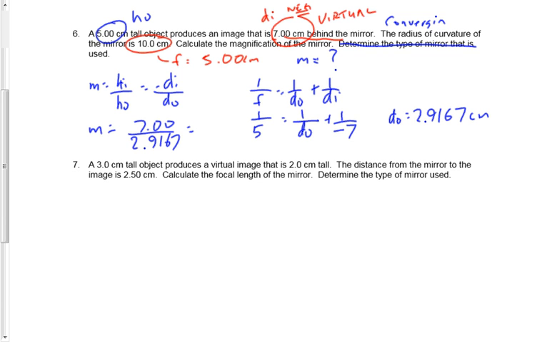It says, a 3 centimeter tall object produces a virtual image that's 2 centimeters tall. It's a virtual image. That doesn't mean this is negative, right? Virtual image means that DI is negative. Now, we don't know what the value of DI is, I don't think. Oh, we do. This is going to be DI. But let's make sure we make it a negative value. Virtual image has got to produce a negative DI. We get an HO, 3.0 centimeters.